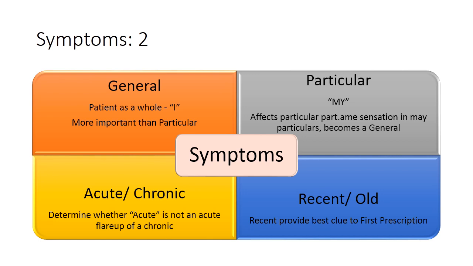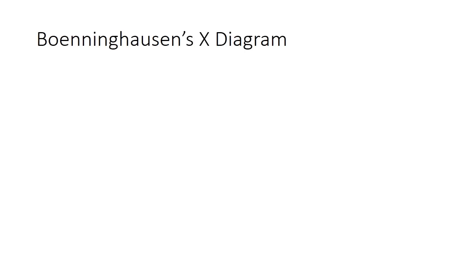Then of course we have some old symptoms and recent symptoms. The recent ones provide the best clue for the first prescription. Now I'm going to come to a very important tool or approach to repertorization. In the earlier slides, we have seen what the different types of symptoms are, how we have categorized them, and now it's time to see how we can effectively use them. I'm not going to discuss Bonninghausen's method in detail in this particular video, but this is an effective tool which you can use, and it's known as the Bonninghausen diagram, the X diagram.